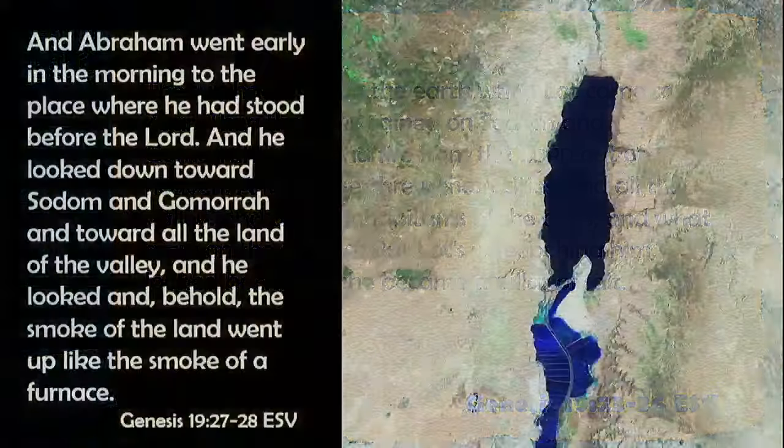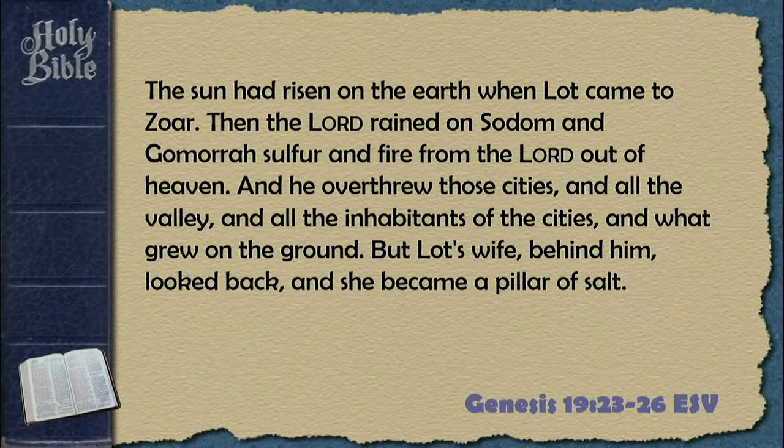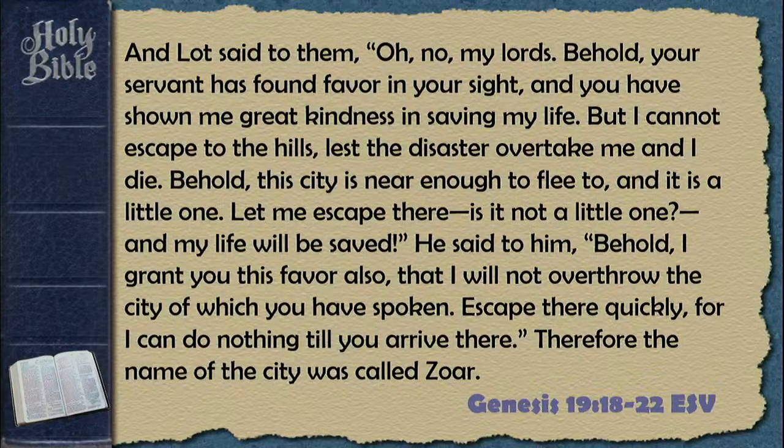He said to him, "Behold, I grant you this favor also, that I will not overthrow the city of which you have spoken. Escape there quickly, for I can do nothing until you arrive there." Therefore, the name of the city was called Zor. So again, they were able to travel to Zor within a day, which places it in close proximity to Sodom.